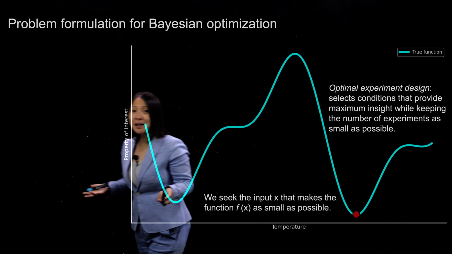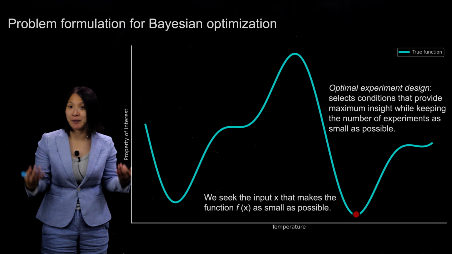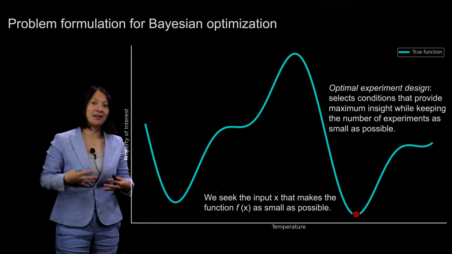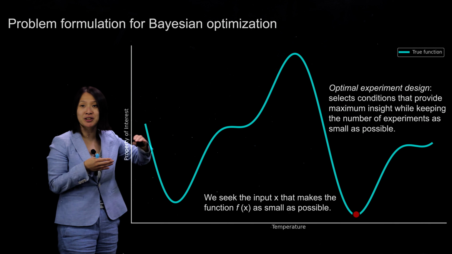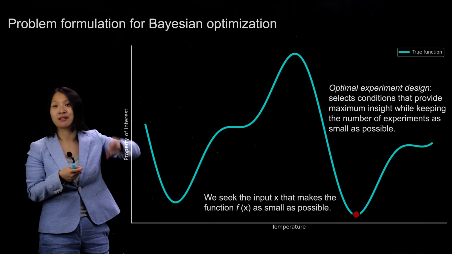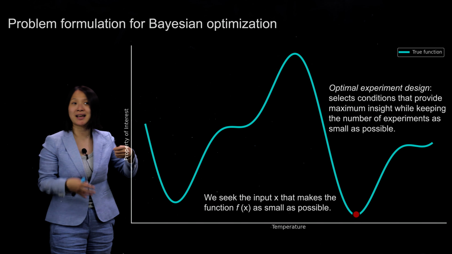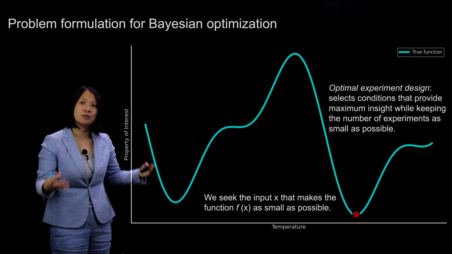So let's think about the problem formulation of a Bayesian optimization framework. Imagine, again, we are a thin film fabrication engineer. We are trying to find the optimal temperature that allows us to achieve our desired property of interest. This property of interest can be the toughness of the thin films we are making. It can be the defect level we are interested in minimizing, and so on and so forth.